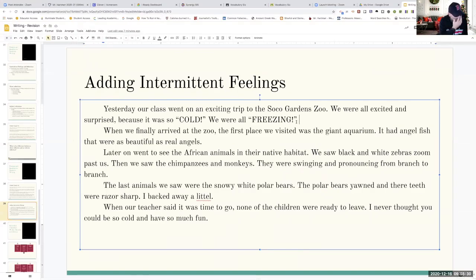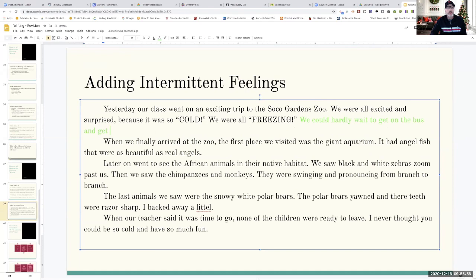So yesterday our class went on an exciting trip to the Soco Gardens Zoo. We were all excited and surprised because it was so cold. We were all freezing. Okay, so now I'm going to go ahead and change the color to green. I'm going to add some thoughts and feelings here. We could hardly wait to get on the bus and get going.